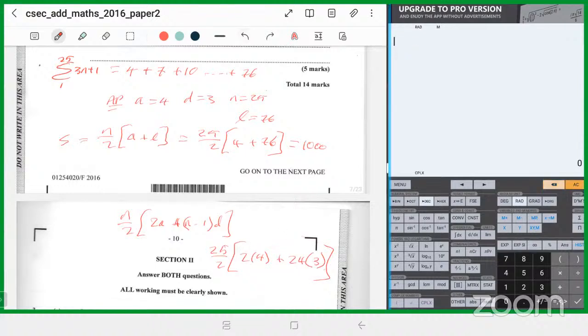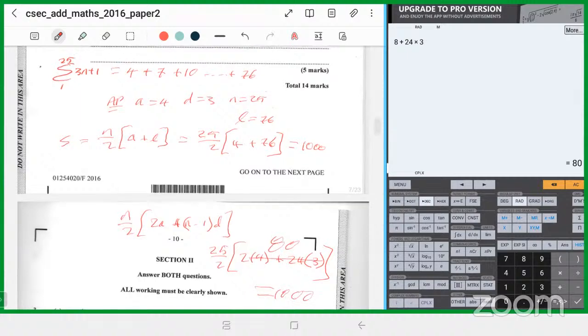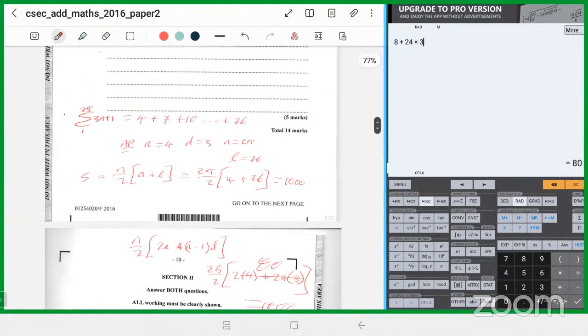Right, so let's see. So this is 8 right here plus, yeah, that's 72. 24 times 3 is 72. See, you get 80 here still. So you get the same 1,000. That will be it. So you can get a summation that results in an AP, as this example did.